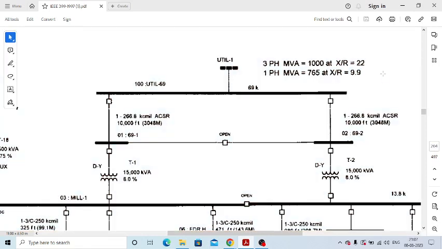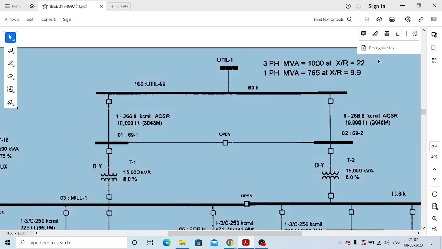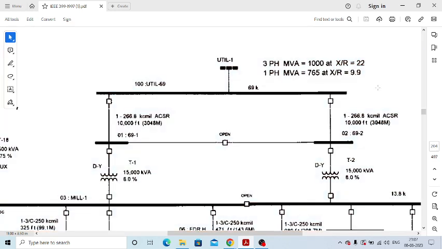One of the important parameters in short circuit study is the X by R ratio, that is, the reactance to resistance ratio. This plays an important role with respect to the asymmetrical fault current at the time of fault, and the decaying DC components in the fault.